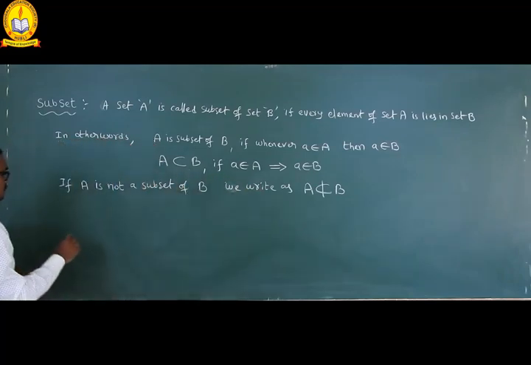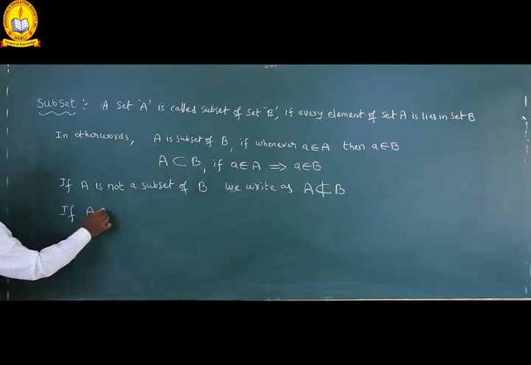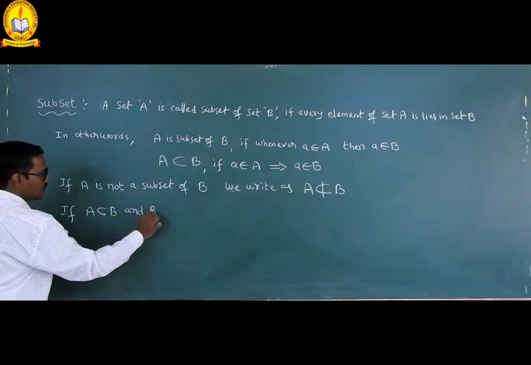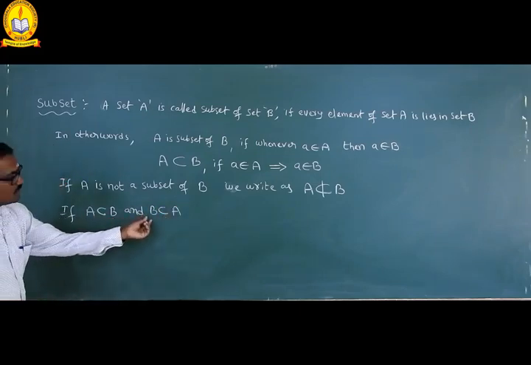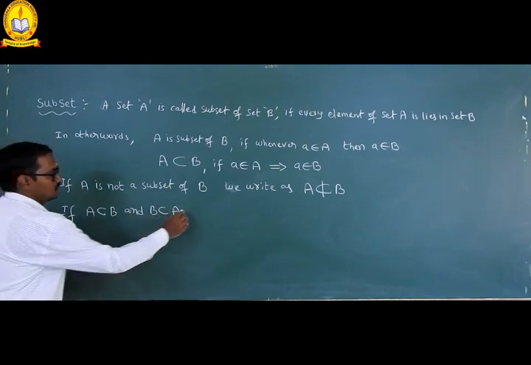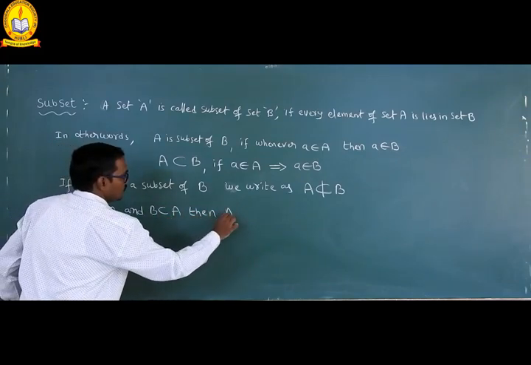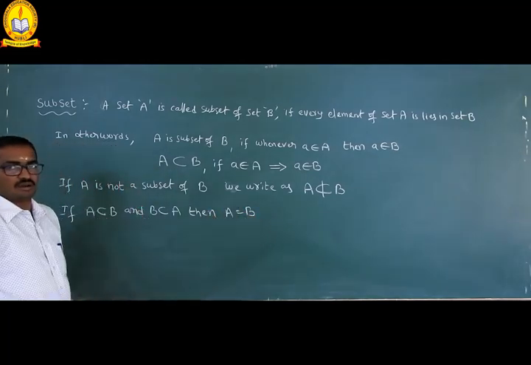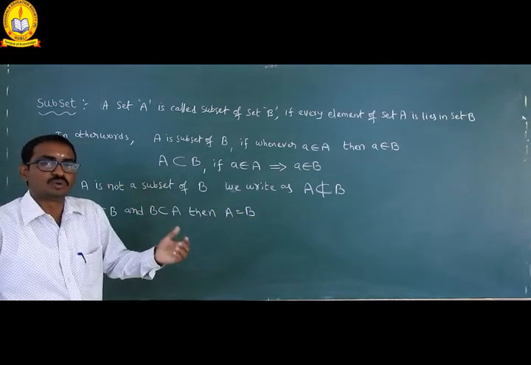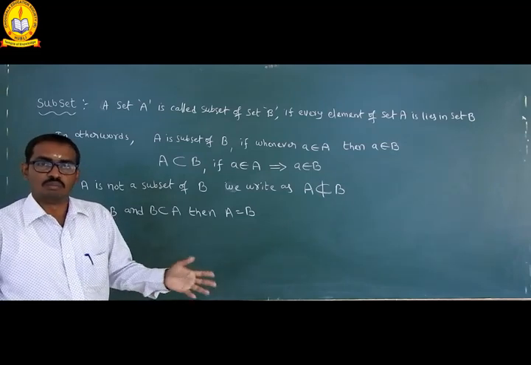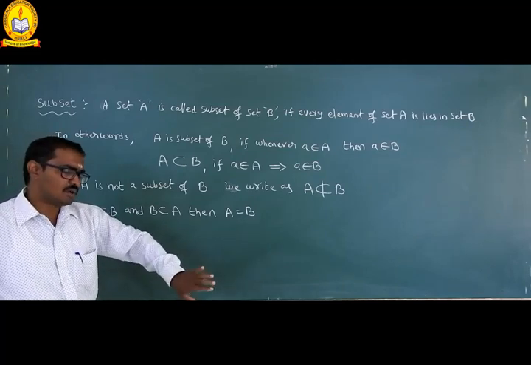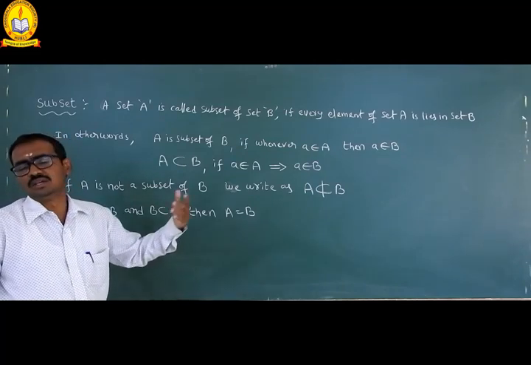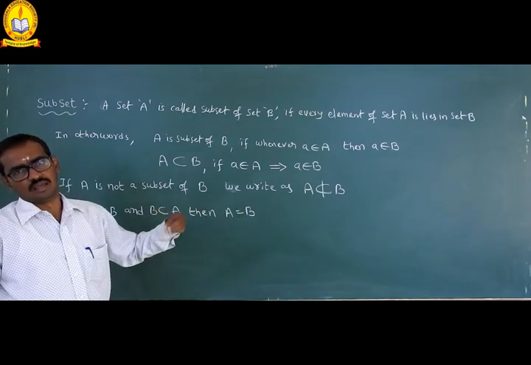Next point, if A is a subset of B and B is a subset of A, every element of set A lies in set B and every element of set B lies in set A, then we can say that A is equal to B. Set A and set B both are equal. For example, set A is equal to {1, 2, 3, 4}. Set B is also {1, 2, 3, 4}. Both are equal, and A is a subset of B and B is a subset of A. Every element of A lies in B and every element of B lies in A, then we can say that A is equal to B.